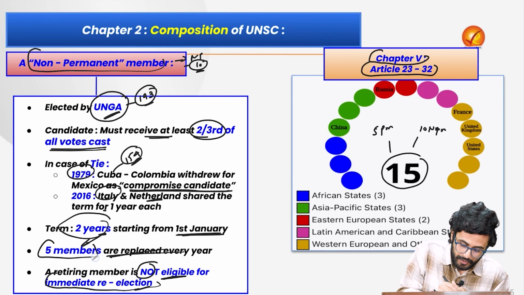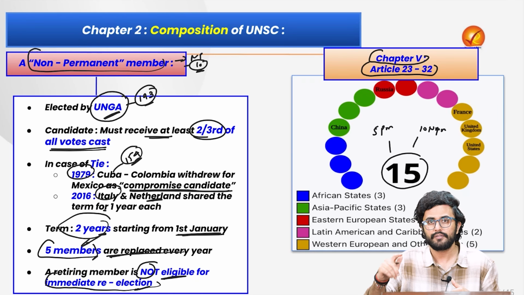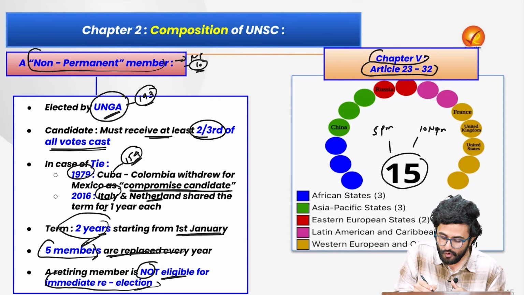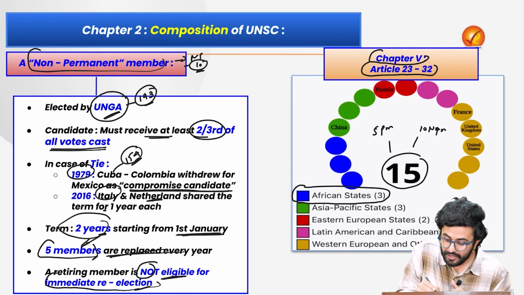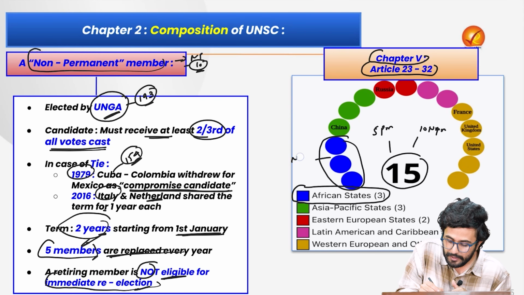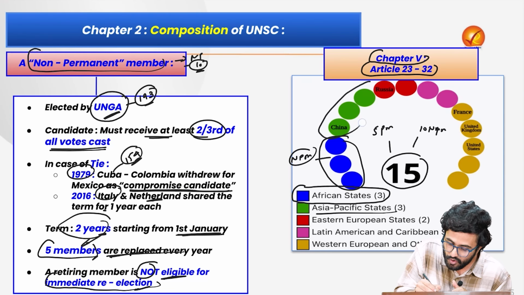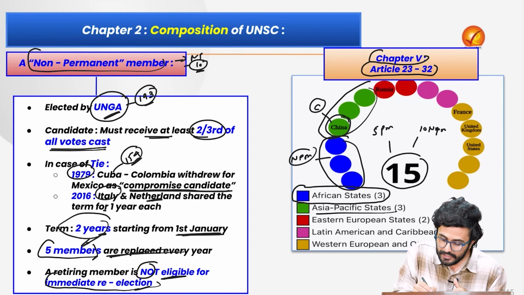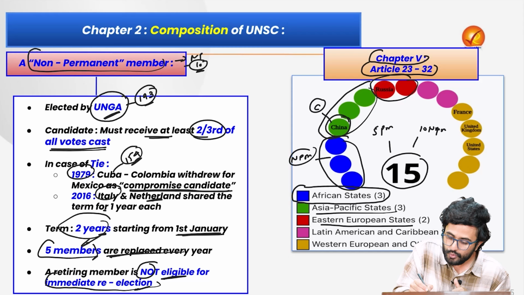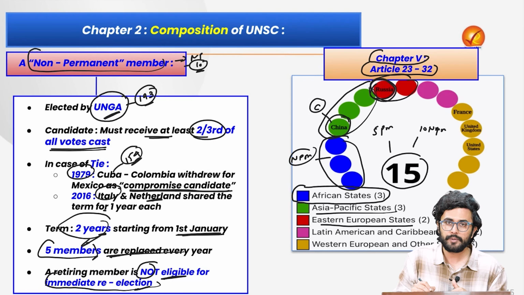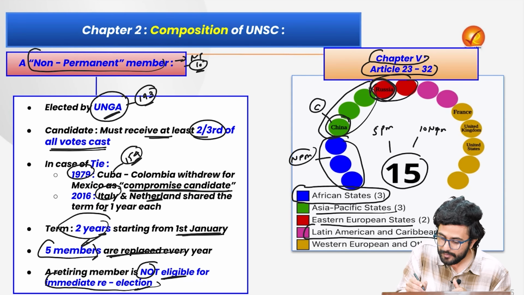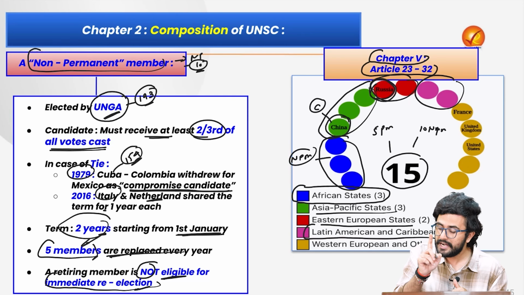Election of 5 members takes place every year for a term of 2 years. For example, African states have 3 seats, but all of them are non-permanent. Asia Pacific states have 3 seats, out of which there is 1 permanent member, that is China. The Eastern European states have 2 seats, of which Russia is a permanent member. Latin American and Caribbean states have 2 seats but no permanent member.